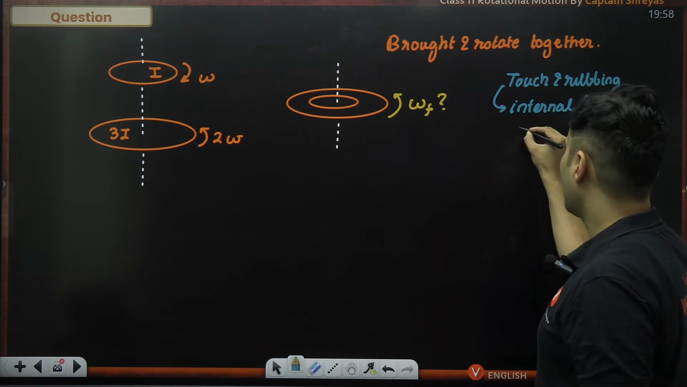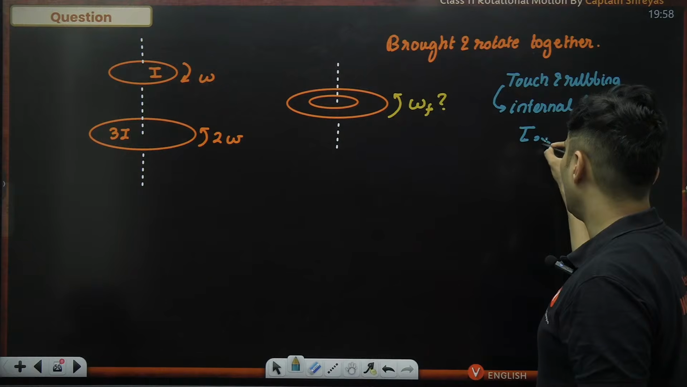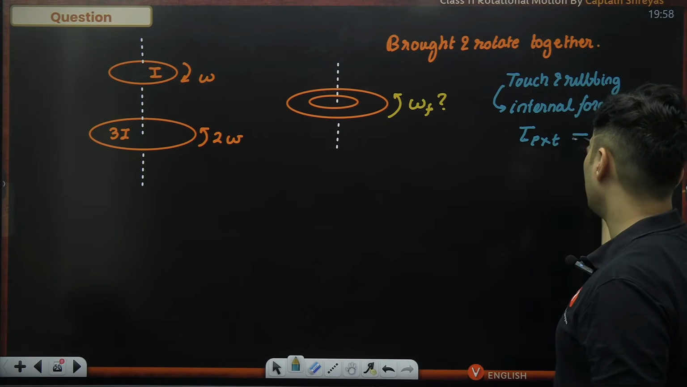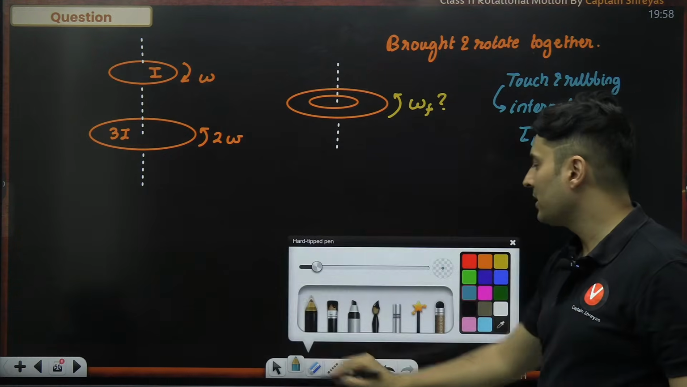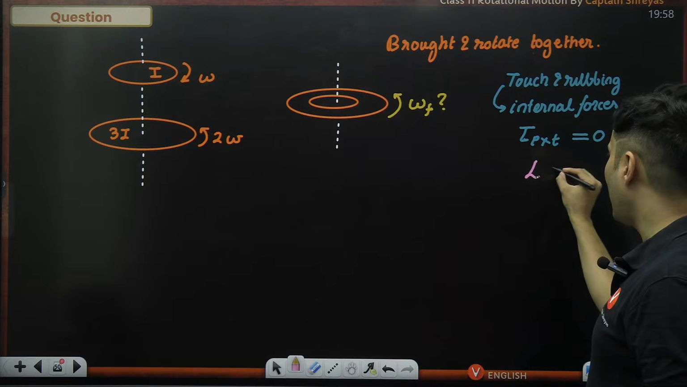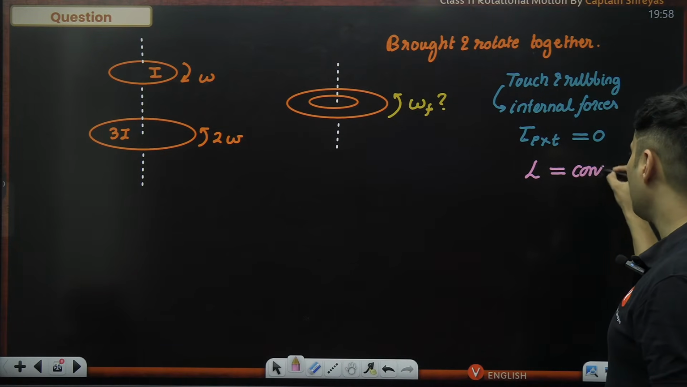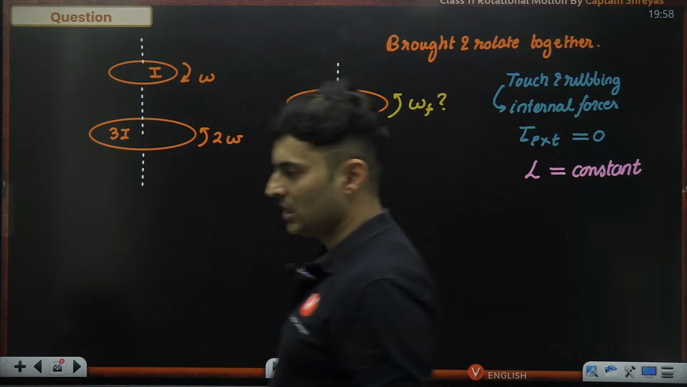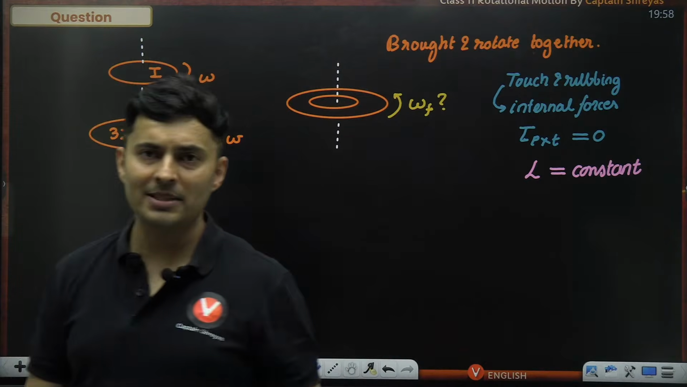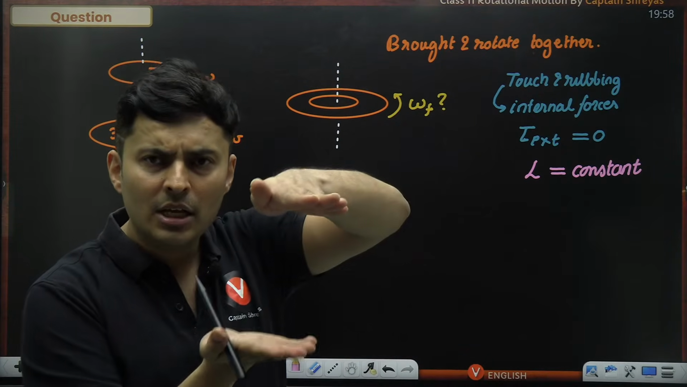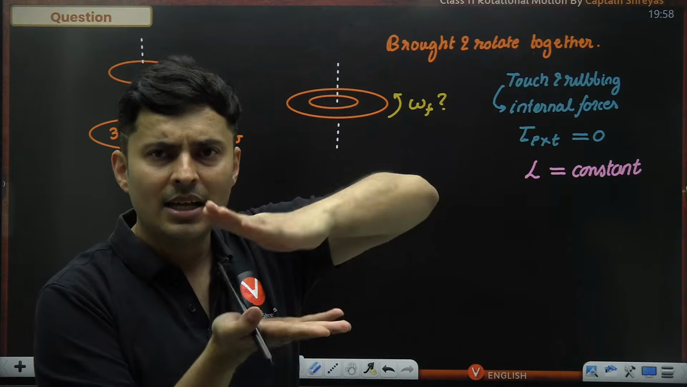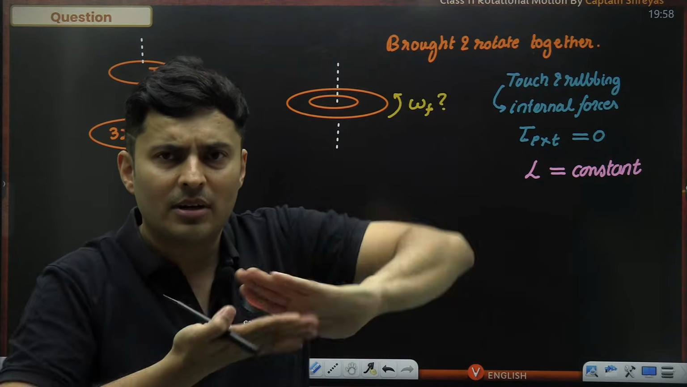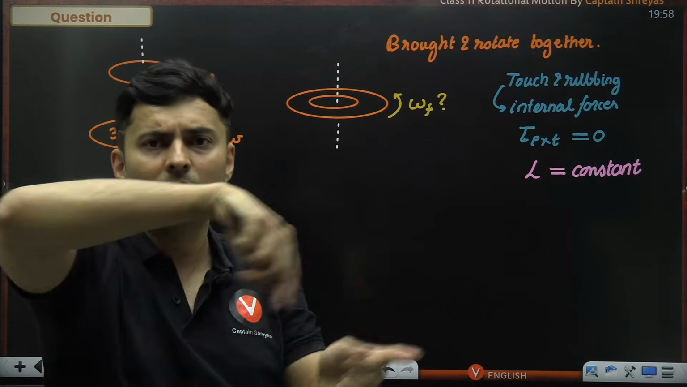Still, our external torque is 0, since from outside you have not given any torque, and that is the reason why angular momentum must be a constant. Is that clear? Why is angular momentum a constant? From outside you are not doing anything. You just took those two disks spinning and you have brought them together. They will rub, and eventually they will start rotating together.